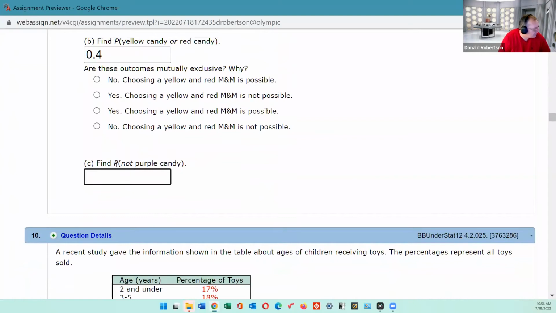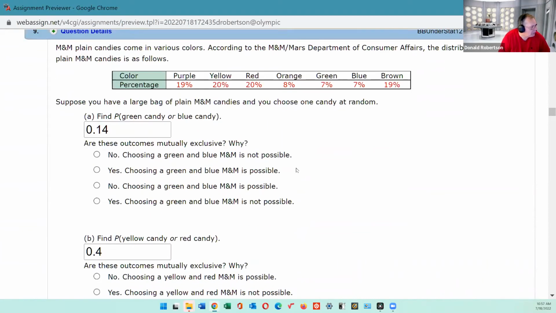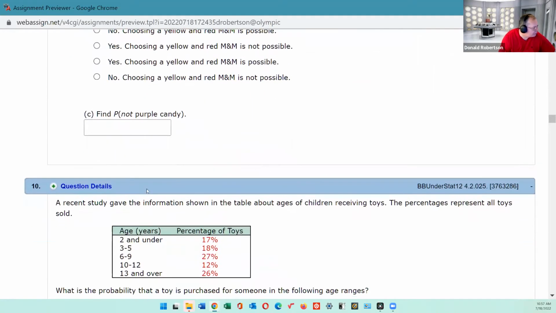And then the last one, find the probability that you're not purple. Now, if I wanted to know not purple, wouldn't I just add all these together? Would you agree? Not purple. I'd add up the yellow, the red, the orange, and so on. That's not purple. And I know that answer is 81%. But couldn't I do it this way? You are purple 19% of the time. Won't you be not purple the other 81% of the time? So I've actually used the complement idea just to make my calculations easier. So 0.81.